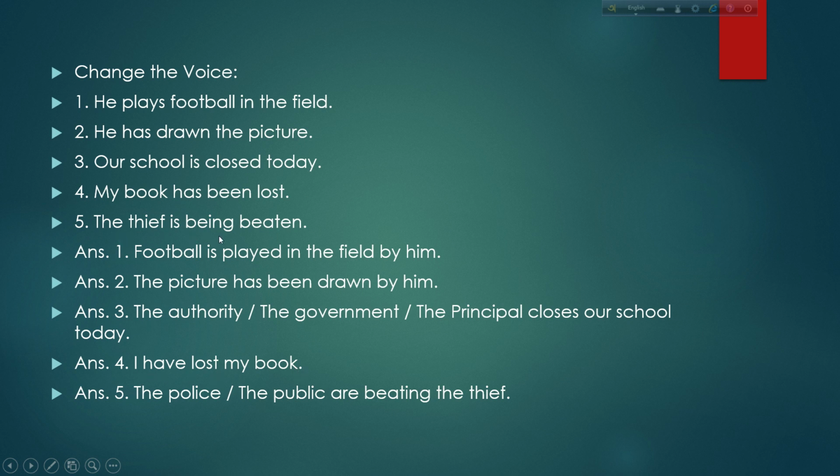Fifth one, the thief is being beaten. So someone is beating the thief. So the police or the public are beating the thief. Though it is inhuman, I am writing the sentence only to make you understand.